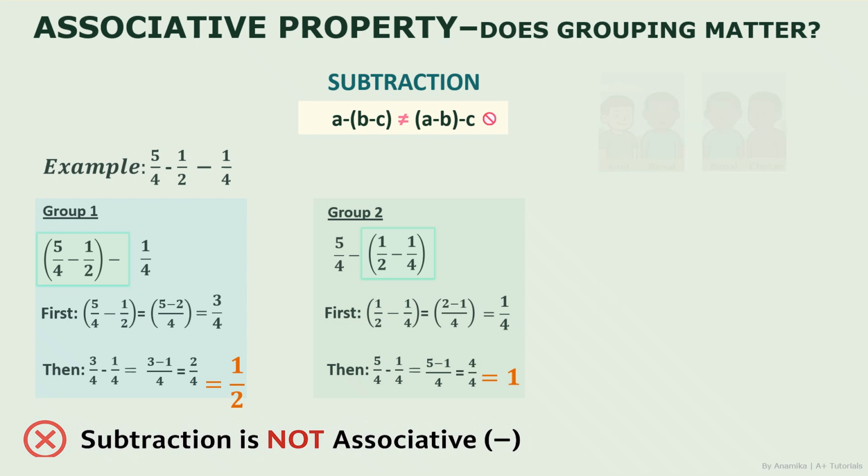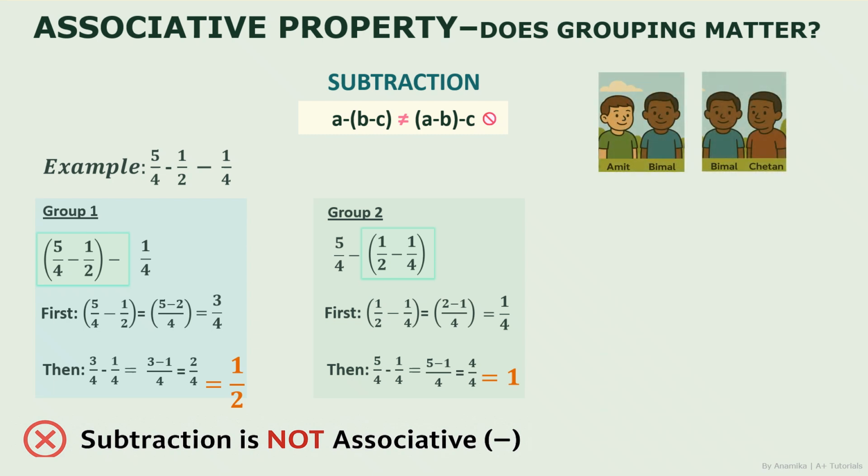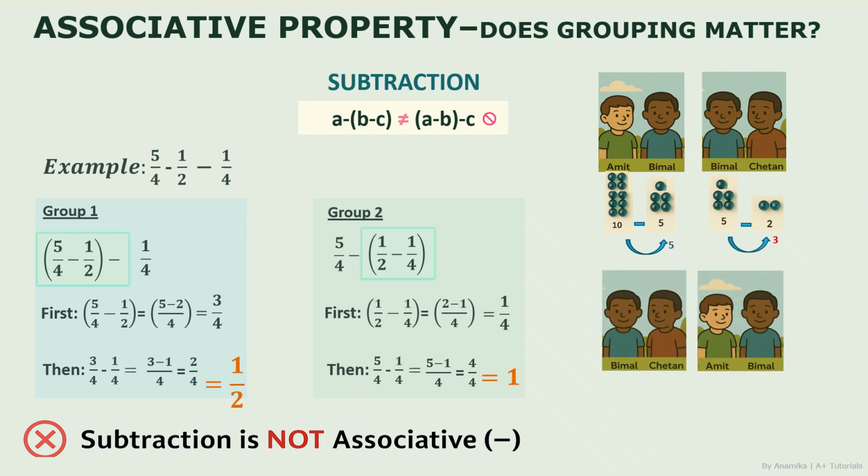Remember our 3 friends Amit, Bimal and Chetan? Earlier they were adding marbles. Now they are giving them away. Amit has 10 marbles. He gives 5 to Bimal. Then Bimal gives 2 to Chetan. So 3 marbles are left. In the second way, Bimal first gives 2 to Chetan, and then out of 10, the remaining 3 is subtracted, which gives us 7. Wait a minute, same numbers but different answers. That means subtraction is not associative.